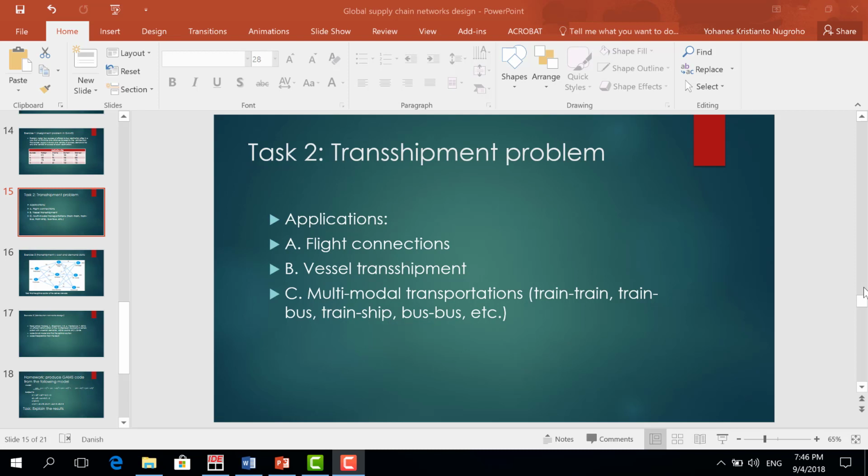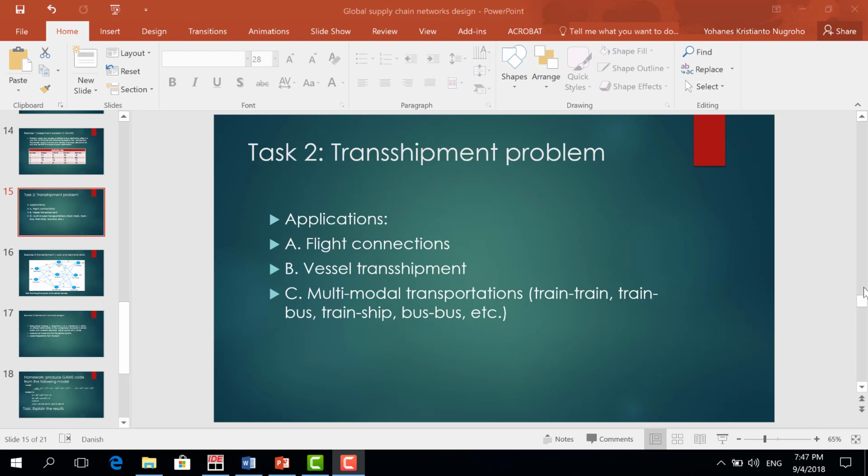There are many applications of transshipment problem. For instance, in flight connections, if you take a flight from Denmark to some other country in the Middle East or United States, most of the time you will have a connection in a certain port, for instance in Singapore, in Thailand, or maybe in London, to continue further into your final destinations.